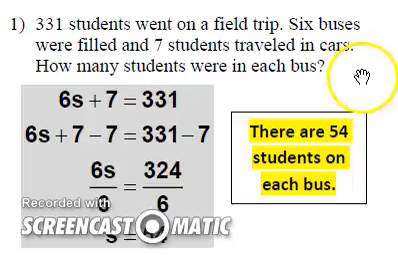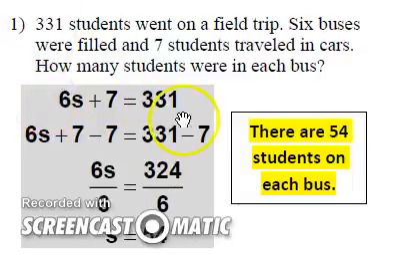So remember, you had to write an equation and then solve the equation. So we know there are 331 students altogether. There's 7 students that are in cars. The rest of the students are on buses. And how many buses are there? There's 6 buses in all. So there's 6 buses filled with students. All right, so there's our equation: 6s plus 7 equals 331.